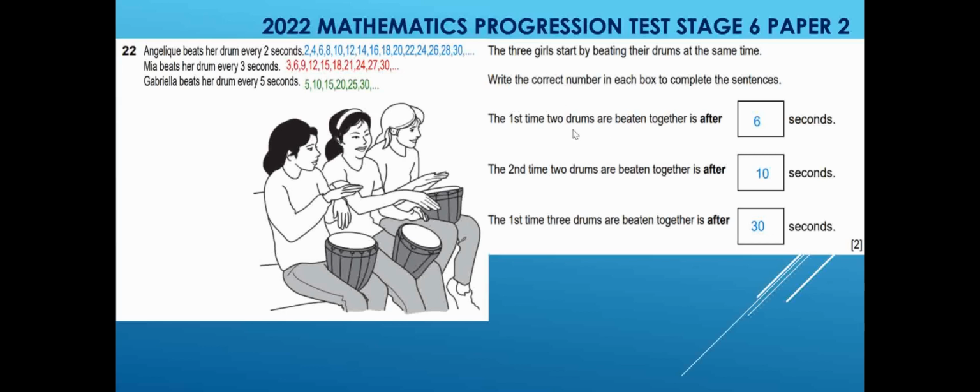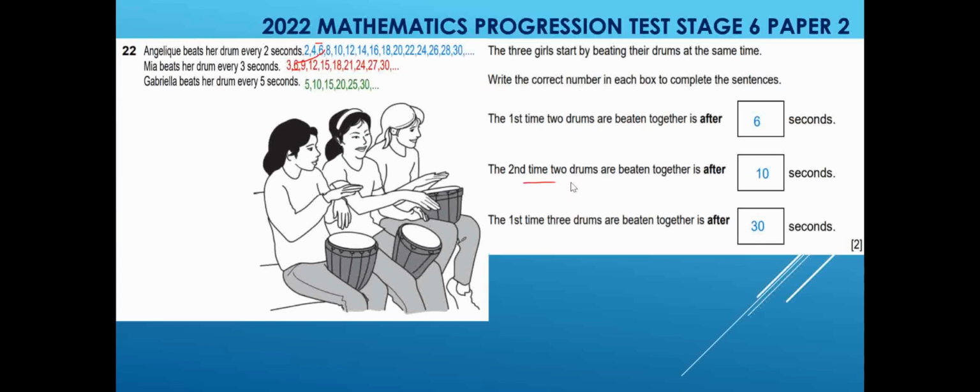Now, 2 drums are beaten together after the common number from here. 2 is not there, 3 is not there, 4 is not there, 6 is there in here and in here. So the first time 2 drums are beaten together is after 6 seconds, because the same number 6 and 6.